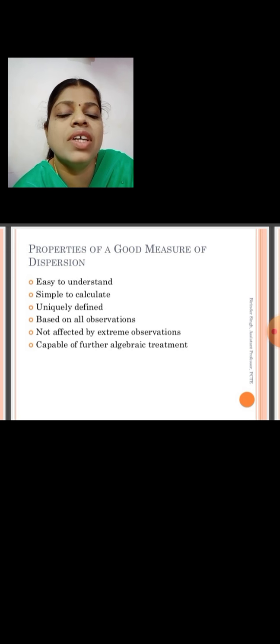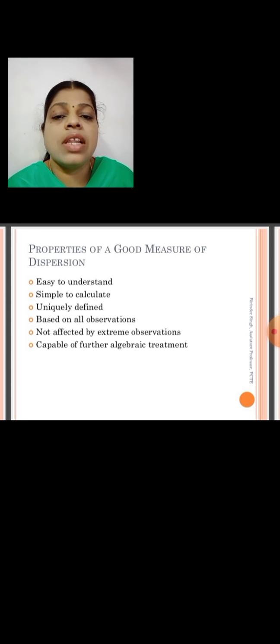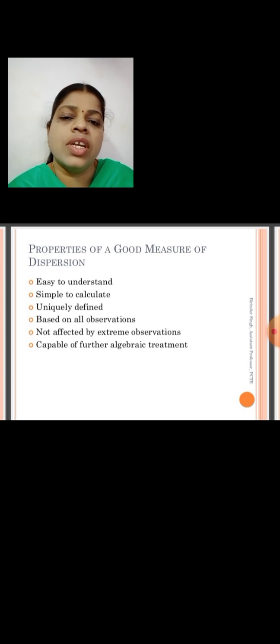Then, capable of further algebraic treatment. That means the various measures should be usable for further statistical analysis. These different measures will be helpful for our further analysis. So all such properties make a good measure of dispersion. So these are the various properties of a good measure of dispersion.